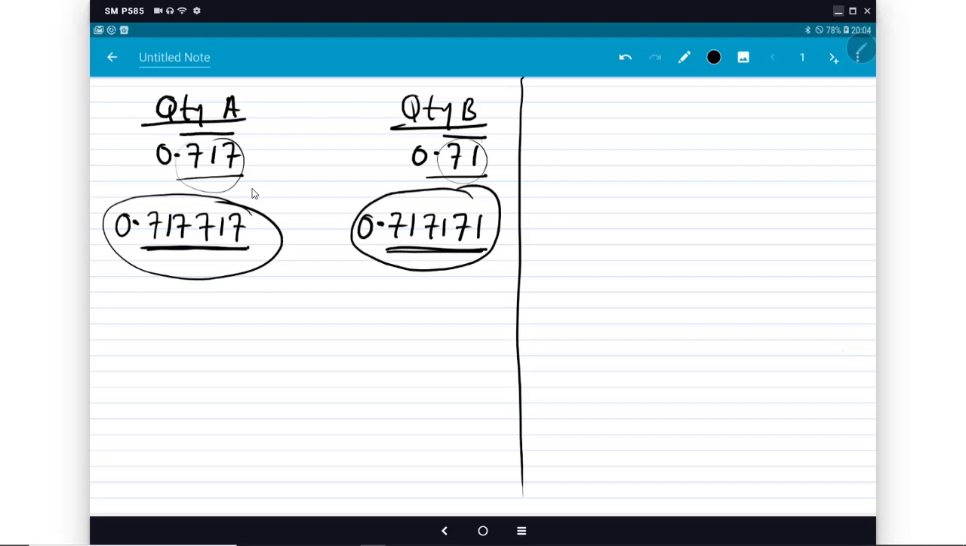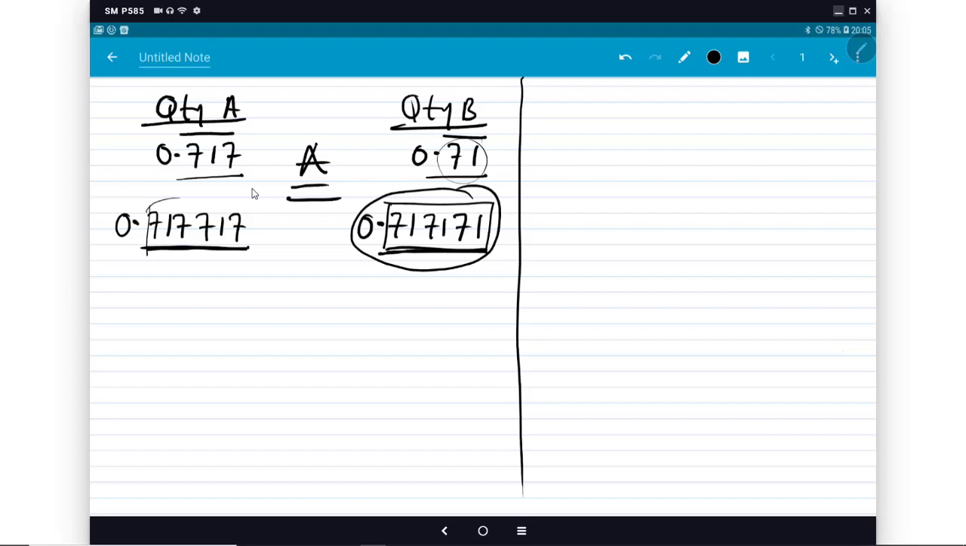So just compare the digits after the point. Like I can say this is 717,717, while this one is 717,171. So now, which one is bigger out of those two numbers? Of course, our A is bigger. So quantity A is greater here. All right. So if you express the two decimal numbers in fraction, and they don't have the same numerators, then you can simply write them in such a way that they will have the same number of digits after the decimal point. That's another way you can compare them.